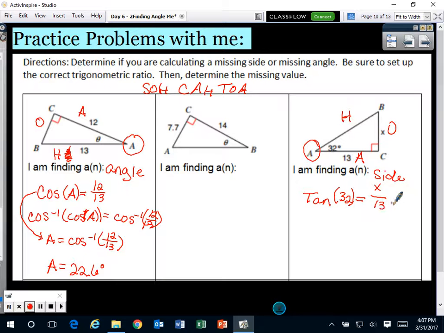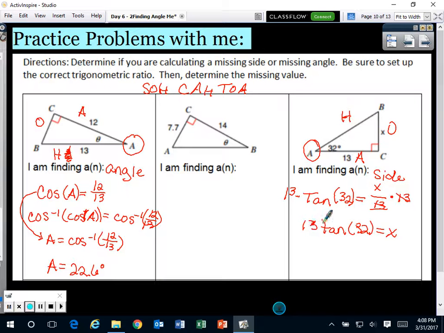So this is just like our warm-up today, and just like our homework that we did last night, or two nights ago. Tangent of 32 equals x over 13. Now, since I'm trying to solve for x, I need to get x by itself. So to get rid of that 13, I multiply both sides by 13. Whatever you do to one side, you have to do to the other. So on this side, we've got 13 tangent 32 degrees, which is equal to x, because my 13s have canceled out. So x equals 13 tangent 32.